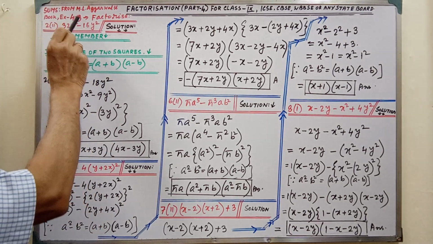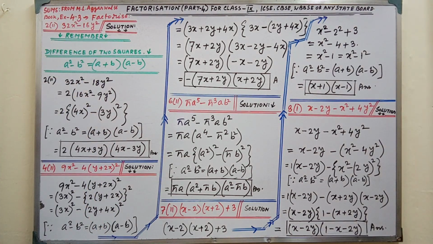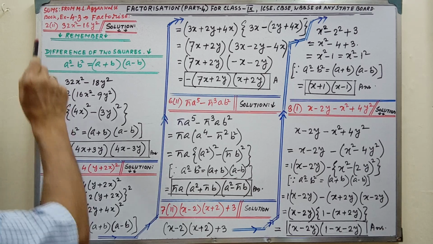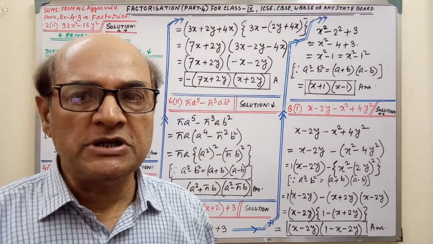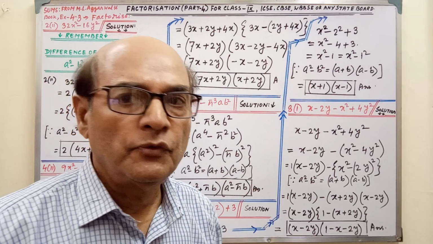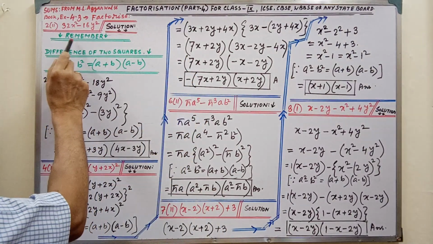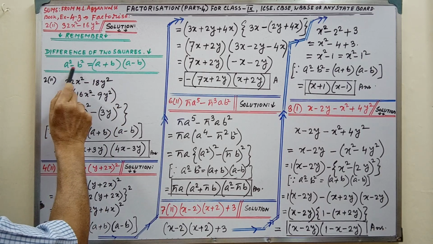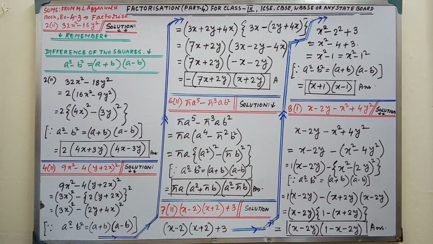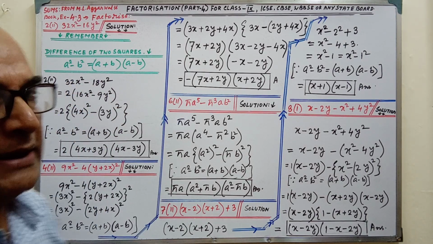Sums given from M.L. Aggarwal, exercise 4.3. Sum number 2, part 2. After looking at the sum, you have to understand in which frame we have to factorize. Here, we have to remember the difference of two squares, that is a square minus b square equal to a plus b into a minus b.